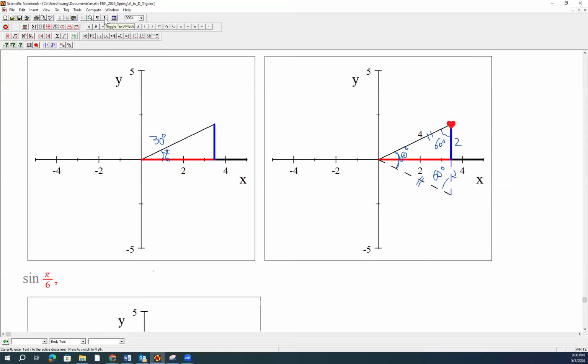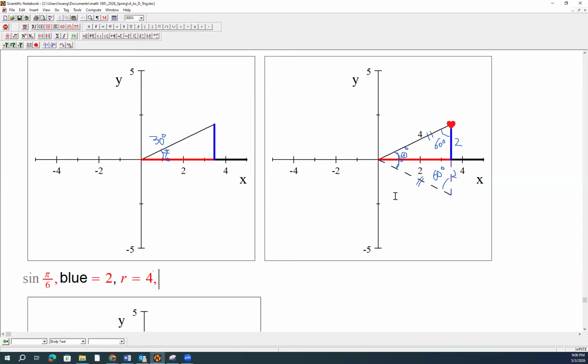The blue is 2, and R is 4, right? I chose blue equals 2, R equals 4, because of the freedom of choosing any point on the terminal side of the angle. So I got that freedom. So I got blue is 2, R is 4.